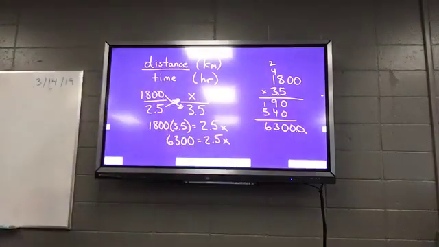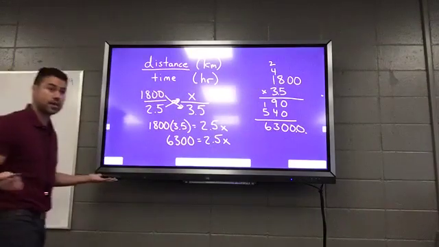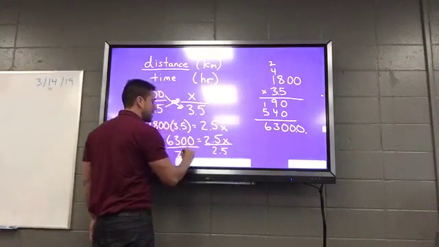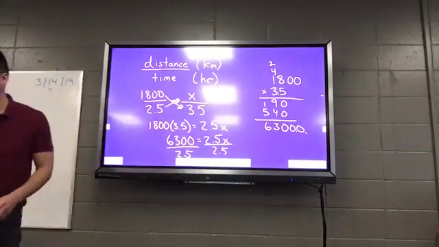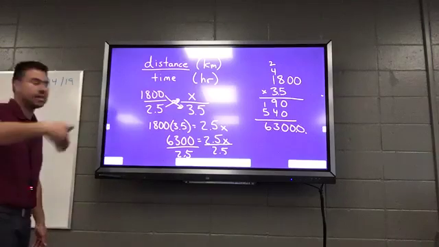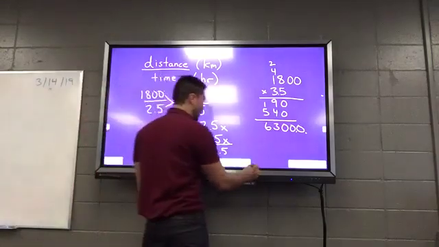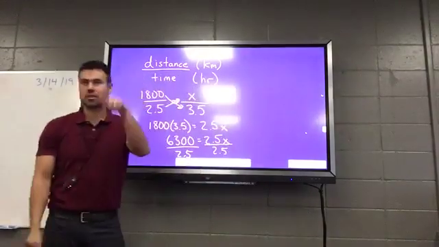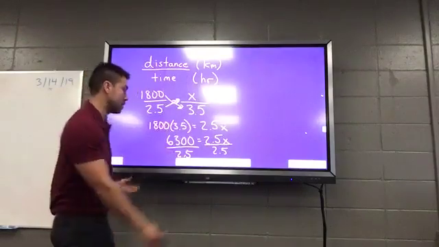So I get 6,300 equals 2.5x. So what do I do to both sides? Divide by 2.5. And when I was looking at the homework, they're not going to be repeating decimals. They're going to end in tenths or hundredths at the most. So if you're getting decimals that just continue on in division, you probably did something wrong.